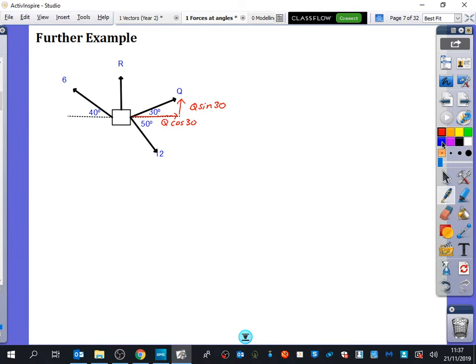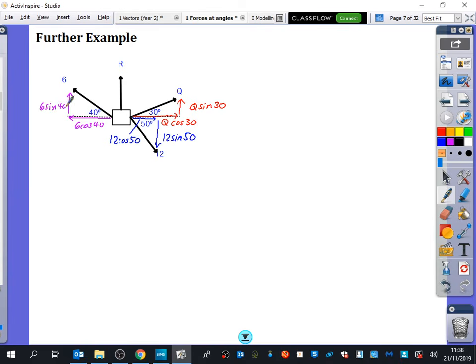The 12 now needs to be split up as well. The 12 is going to be split into an alongwards force and a downwards force. What's this one up at the top here? Good, so it's a 12 cos 50 because it's running adjacent. And this one coming down must be 12 sine 50. I'm going to use another colour. The 6 needs to be split. Hisham, what should this one running along the bottom be? Good, 6 cos 40, which means coming upwards is 6 sine 40.